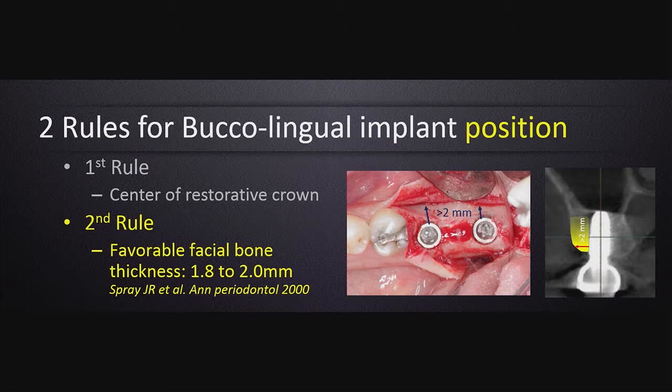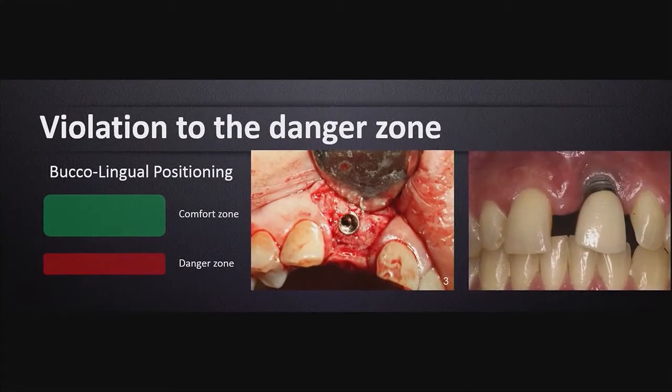Rule number 2 for the buccolingual implant position is that the implant should have at least 2 millimeters of buccal bone. This bone structure will help support the implant and will provide a good blood supply for the gingival epithelium. If the implant is placed outside of the buccal safety zone and the bone is too thin, we know that complications including the loss of the buccal bone and gingival recession will likely happen.